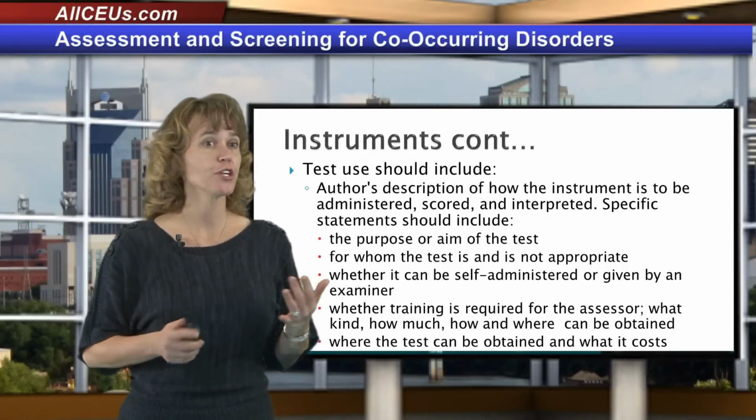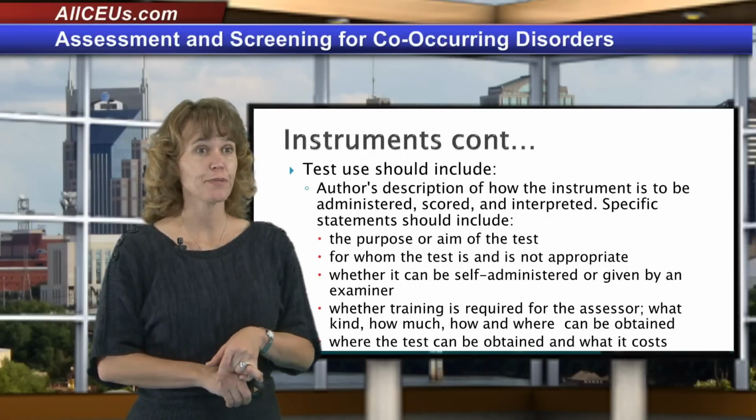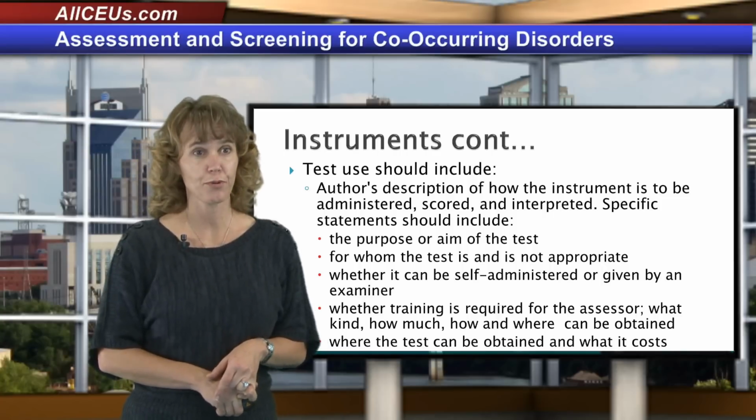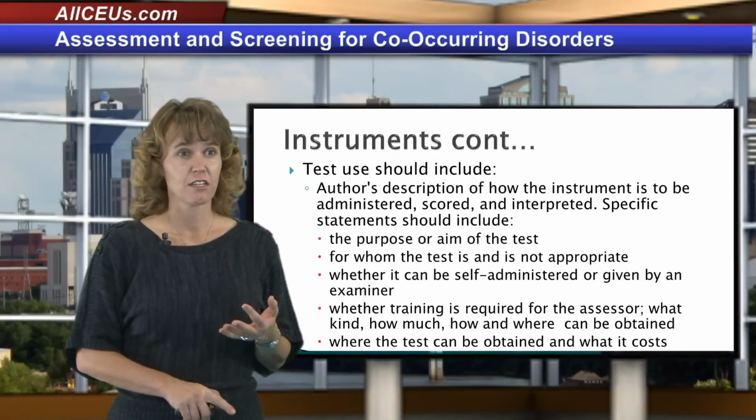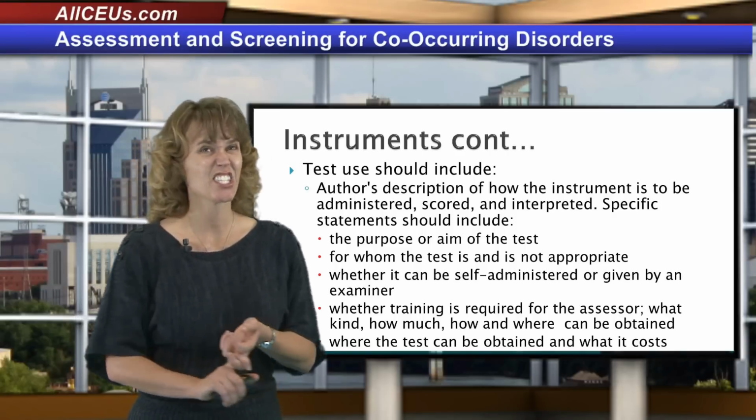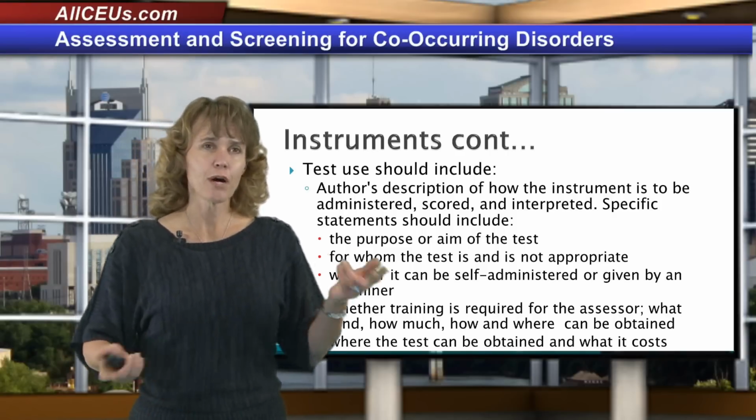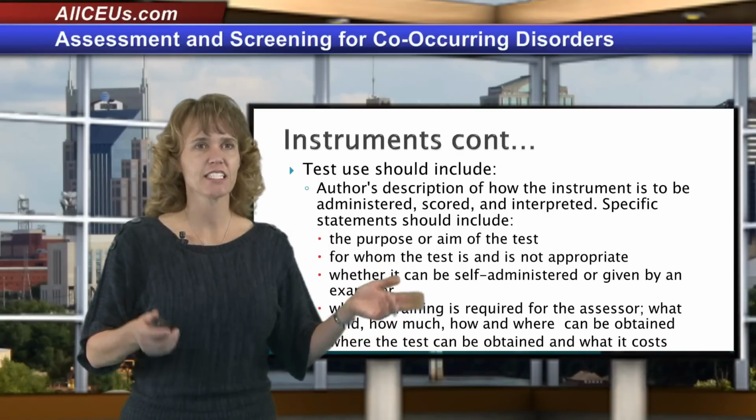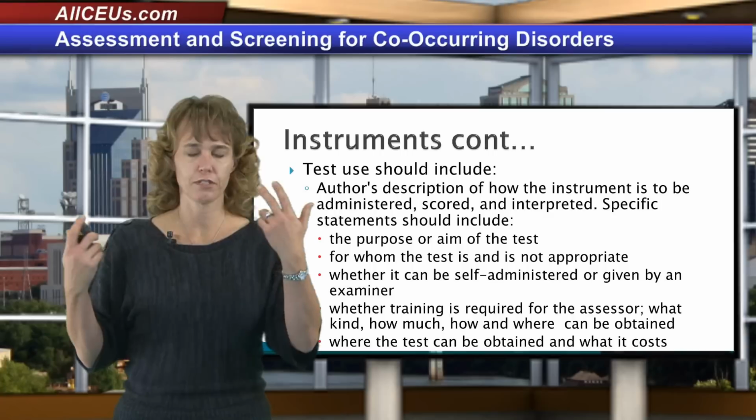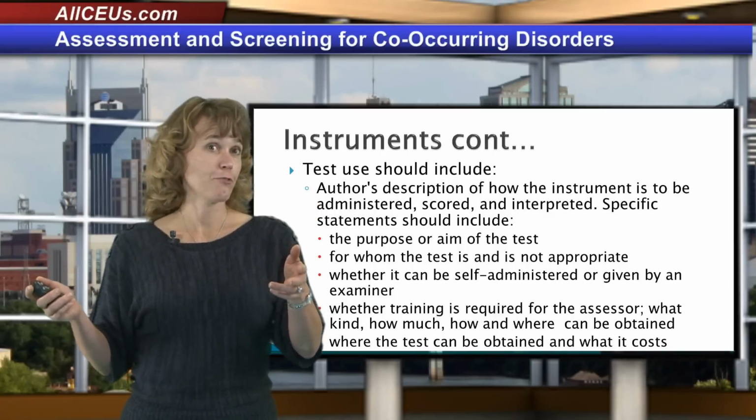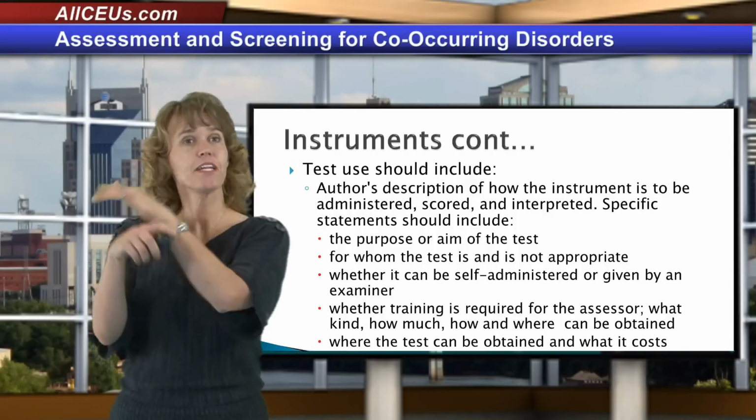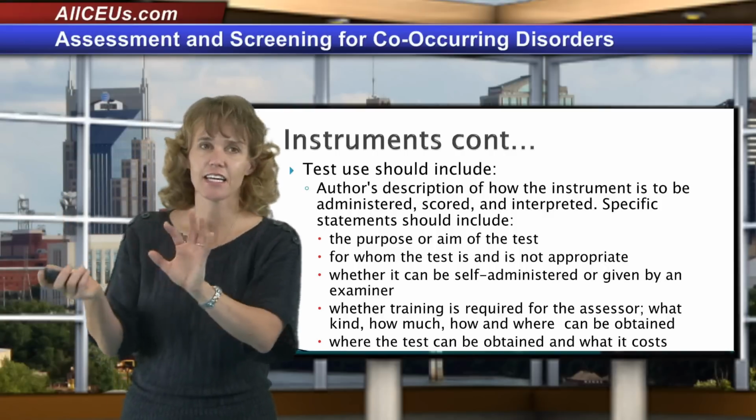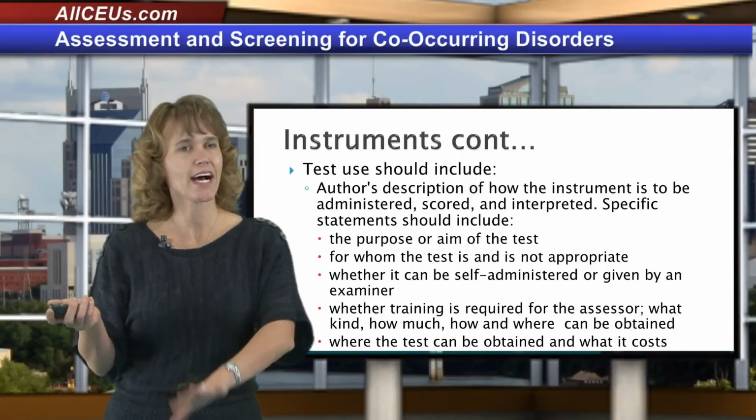Tests that you use should include the author's description of how the instrument is administered, scored, and interpreted. It should identify the purpose of the test, for whom the test is and is not appropriate. Most of the time they say this test is appropriate for this age group and this population. And anybody who doesn't fall into that is probably not appropriate for or hasn't been normed on.